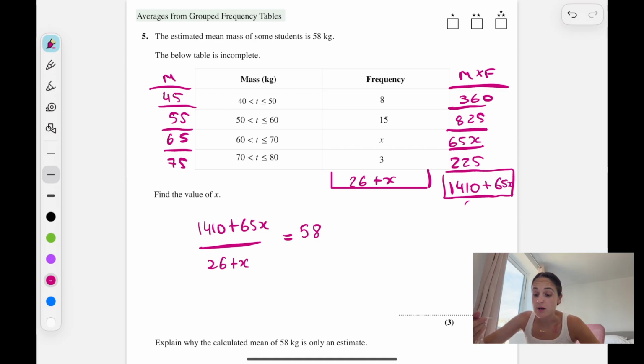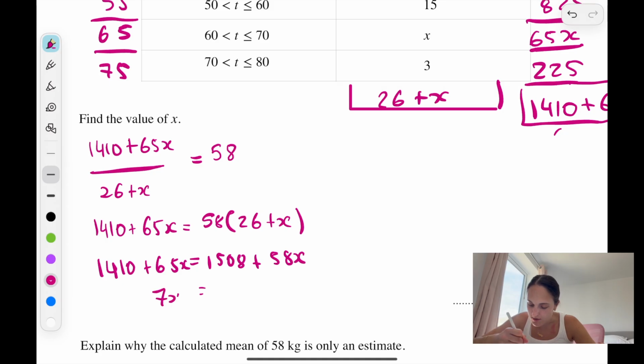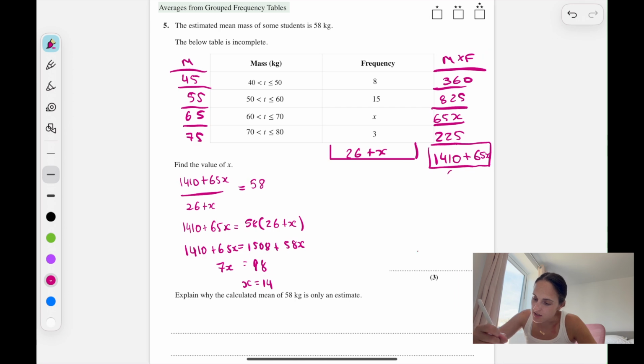So if I times both sides by 26 plus x, I get 1410 plus 65x equals 58 bracket 26 plus x. So now if I times the brackets, I do 58 times 26, which is 1508 plus 58x, and that's equal to 1410 plus 65x. Now if I minus 58x from 65x, I get 7x, and if I minus 1410 from 1508, I end up with 98. So 7x equals 98, so therefore x is equal to 14. So that's the answer to this question.